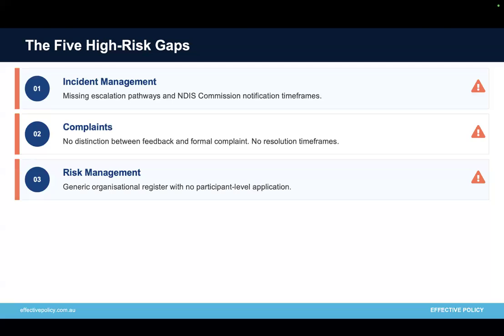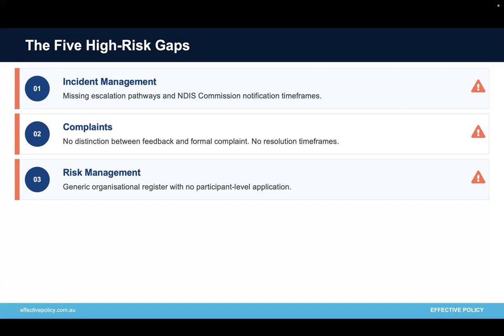Risk management. Some people will have a generic organizational register, and that might have all the business risk on it, but it may not mention participants as a group, who should have a risk element on a corporate risk register as well. And that should be documented in your policy and procedure, because you can't just think about all those things and remember them. That's what policies and procedures are for.